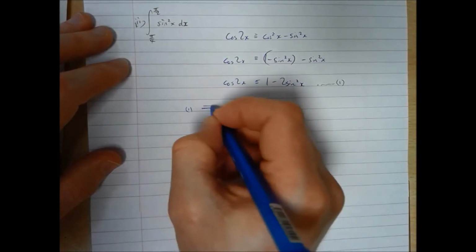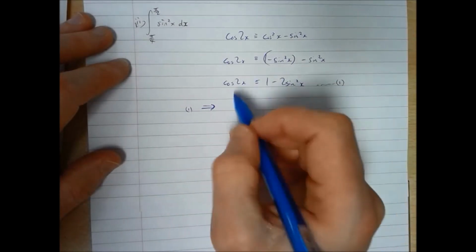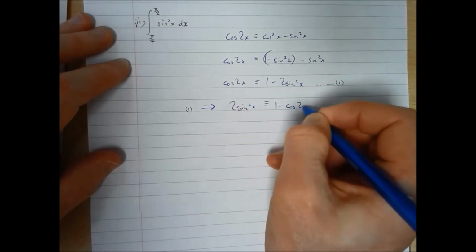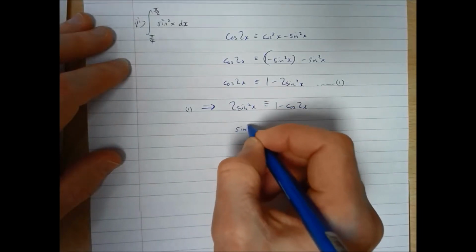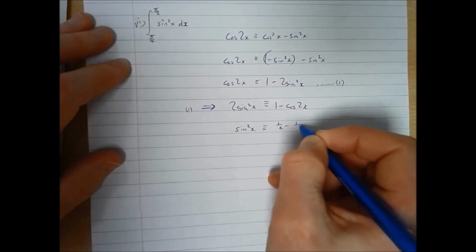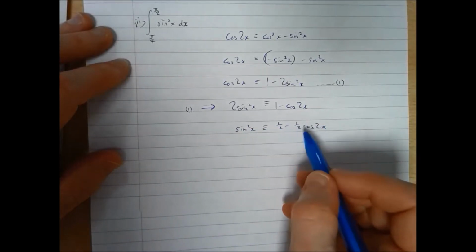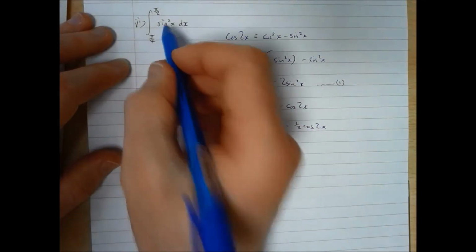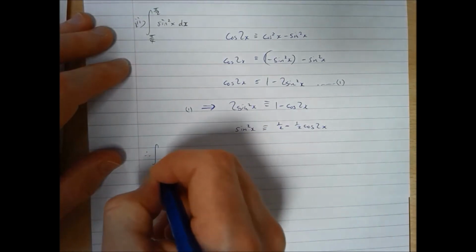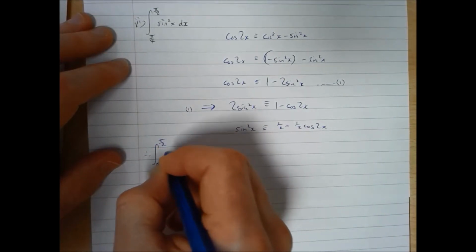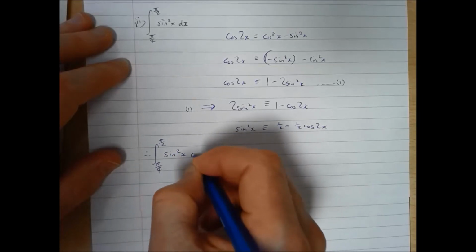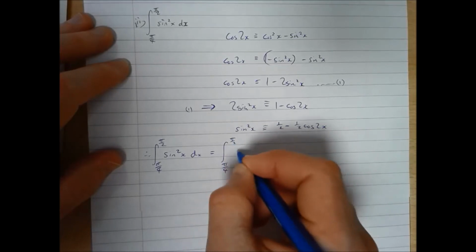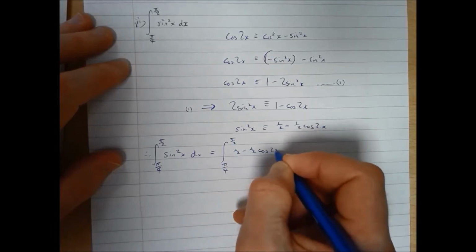Let's rearrange version 1. Add across the 2 sine squared x, subtract across the cos 2x, and then finally divide by 2. I'm going to get a half minus a half cos 2x. So that is what we can substitute in to help integrate it. Therefore, the integral between pi over 4 and pi over 2 of sine squared x is equal to the integral between pi over 4 and pi over 2 of a half minus a half cos 2x.